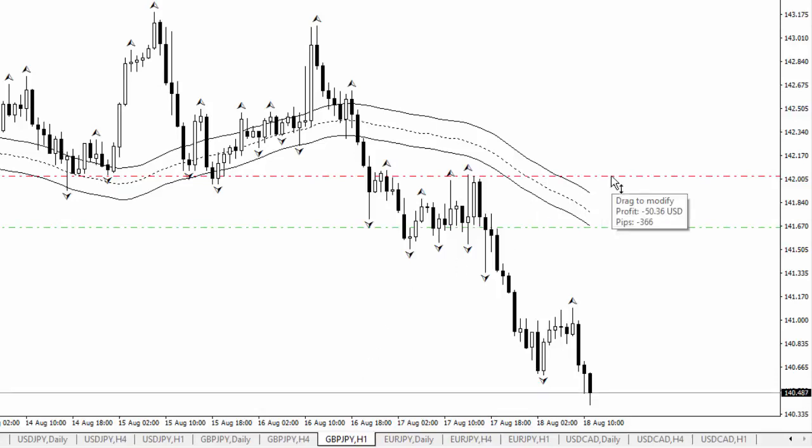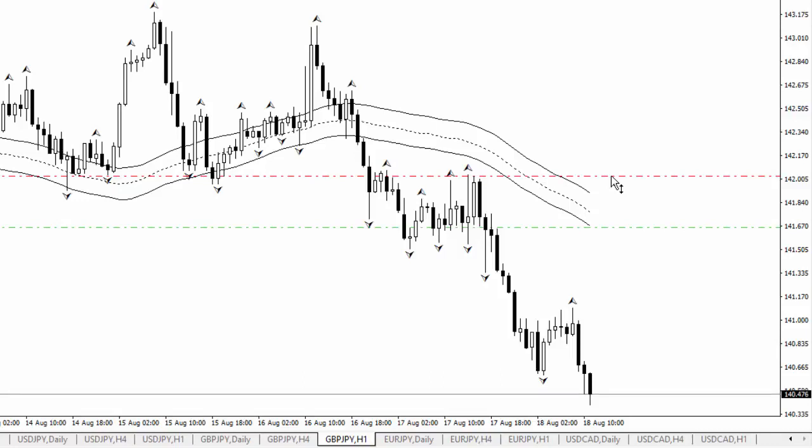At the moment, our current risk on this short trade is about minus 36.6 pips, which is exactly 50 US dollars and 36 cents. But since the 60 period simple moving average, which was applied to prices high on this currency pair's 1 hour chart, has moved away from our current stop loss, we're going to react by adjusting our stop loss order.